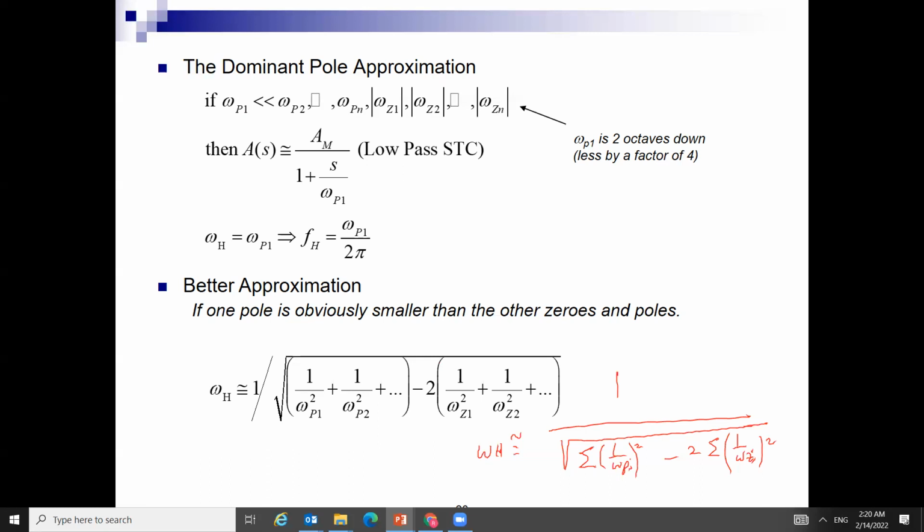And if in the midterm they tell you to use the better approximation, then you use it. If we tell you to use the most suitable, if you find it is smaller by a factor of 4, you use dominant pole. If you find that it is obviously smaller but not by a factor of 4, you will use the better approximation method.